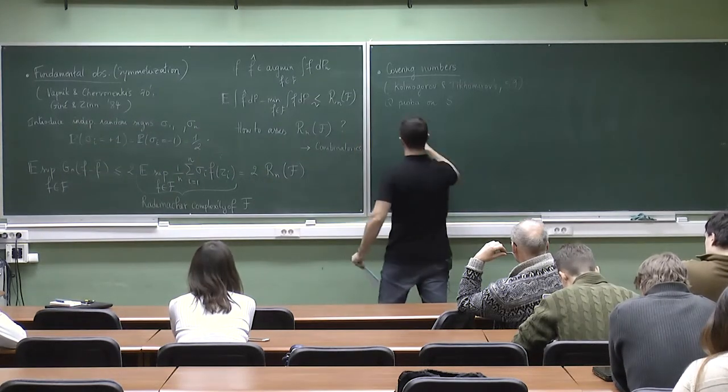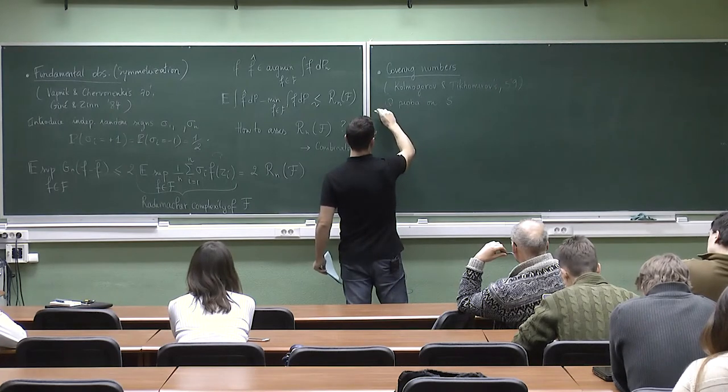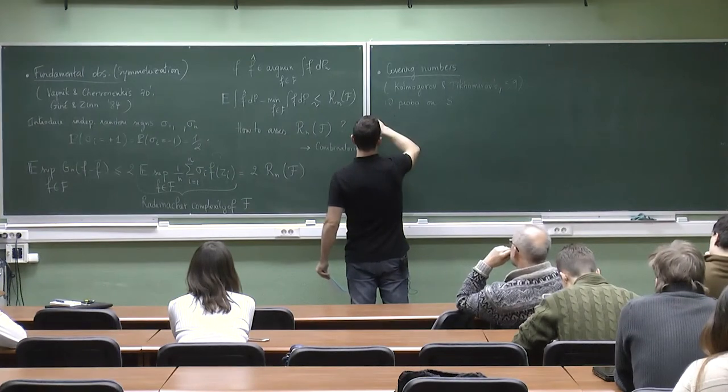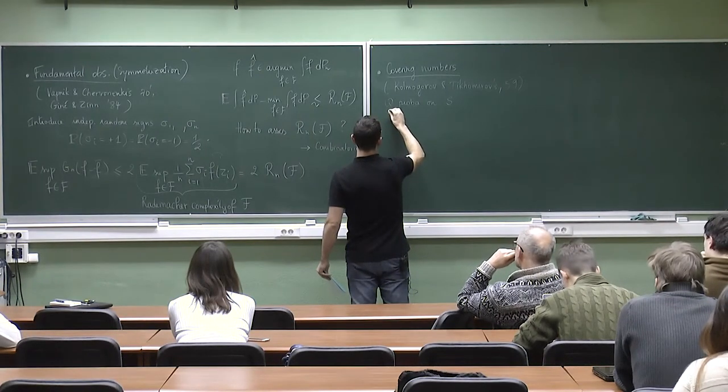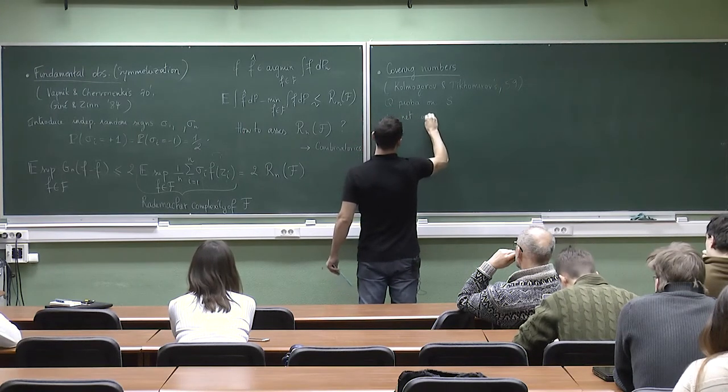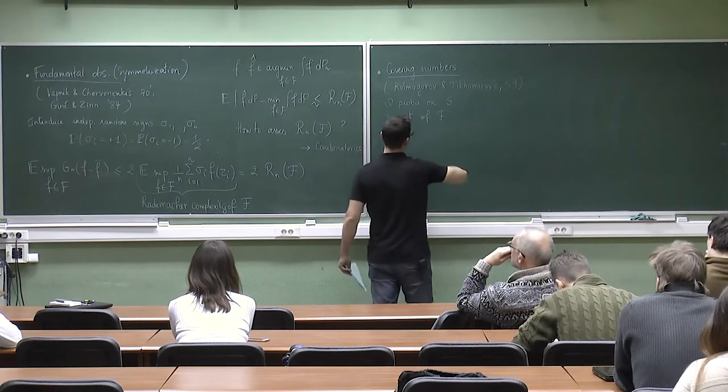Okay, so let's move on. So if I take Q, a probability measure on S, I will call an epsilon net of this class F.